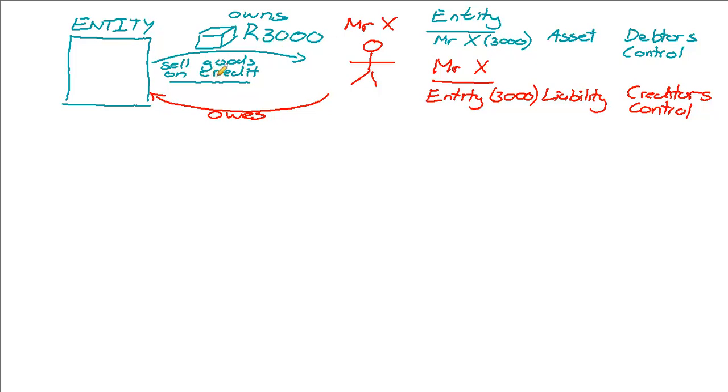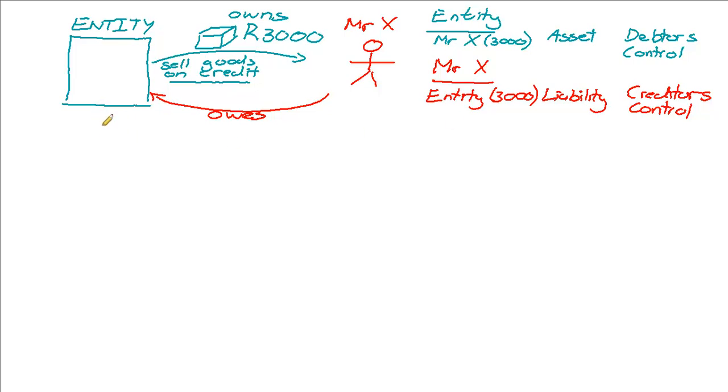Right, so even though they sold goods on credit, that doesn't mean they've got a creditor. That means that Mr. X owes them money, so they actually have somebody that owes them money, and that is going to be an asset because they actually own 3,000 Rand. Even though the 3,000 Rand is not in the entity's possession, it's in Mr. X's possession, but Mr. X is merely keeping this 3,000 Rand on behalf of the entity. Good.